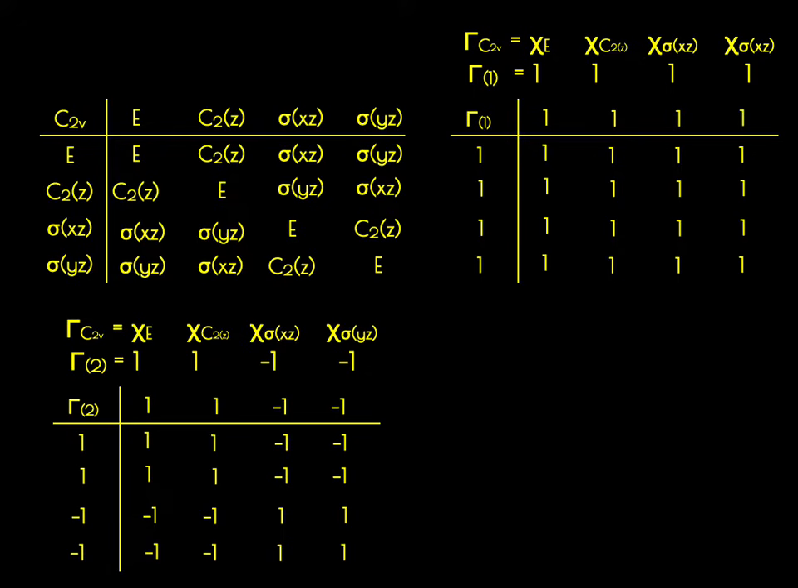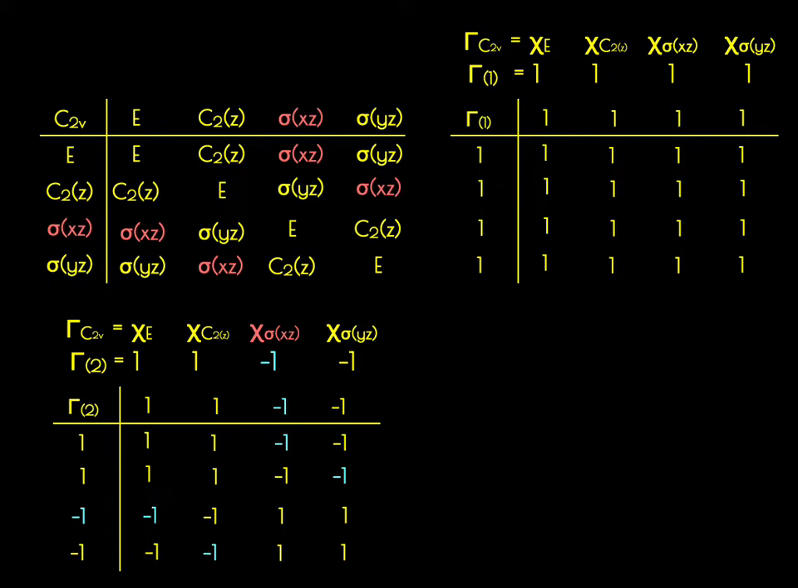For example, if we look at all of our mirror planes along the xz plane elements, those correspond to a value of -1. And in the character table where we substituted in the characters, what we have is this. So this satisfies group multiplication. This applies for every single element in the C2V point group.